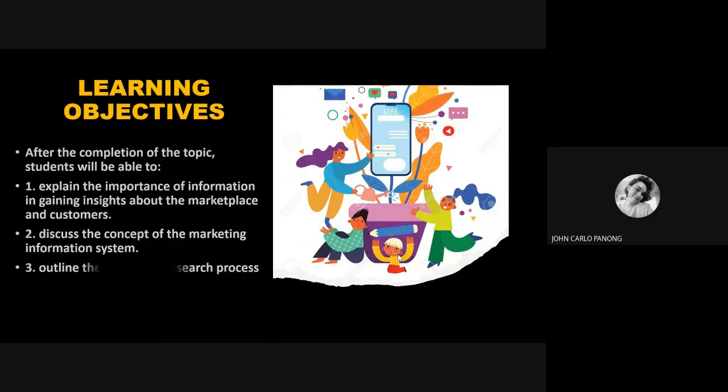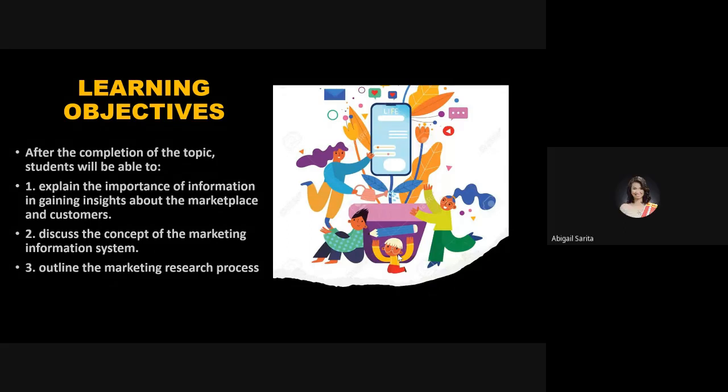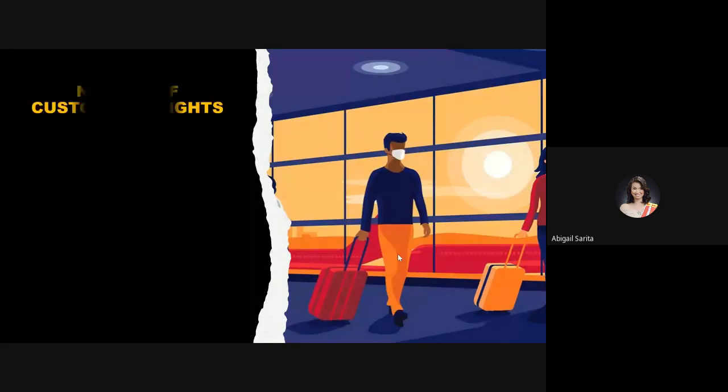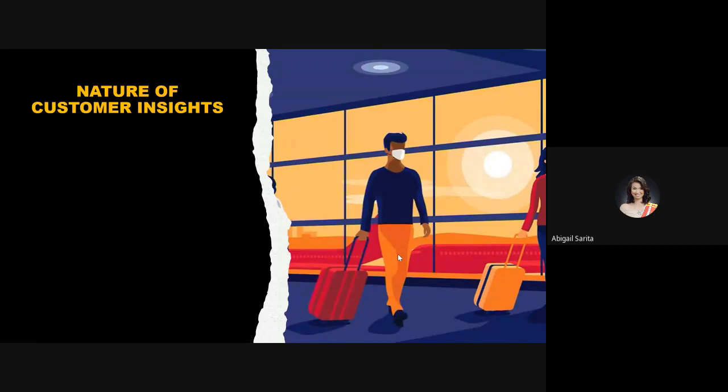So the learning objectives: after the completion of the topic, students will be able to, number one, explain the importance of information in gaining insights about the marketplace and customers. Number two, discuss the concept of the marketing information system. Number three, outline the marketing research process. Okay, thank you. So class, these are the learning points that you should acquire at the end of our discussion. So moving forward, first, let's discuss the nature of customer insight.